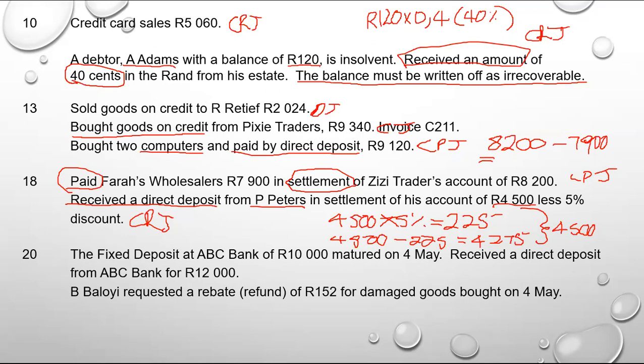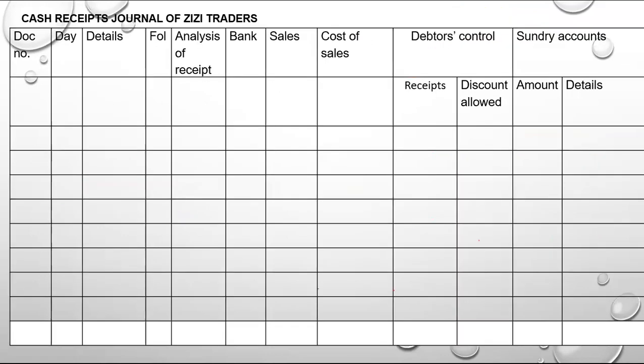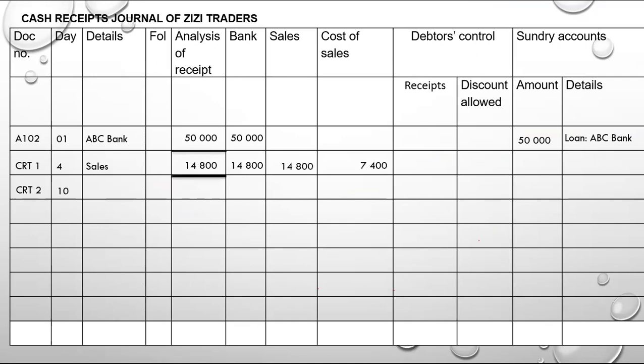And when we record it, it'll be BS. It's E Peters, it goes straight on the bank. Discount was 225. So under receipt, you put in the amount that we received, which is 4,275. And the 225 was just the discount allowed.